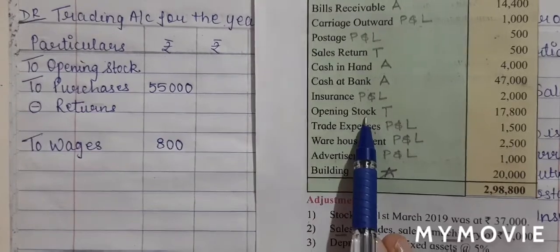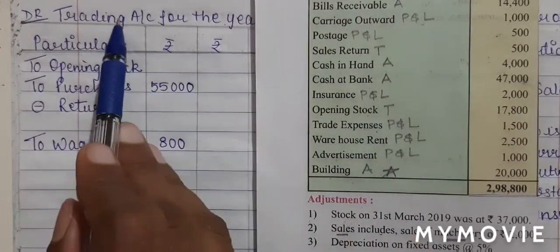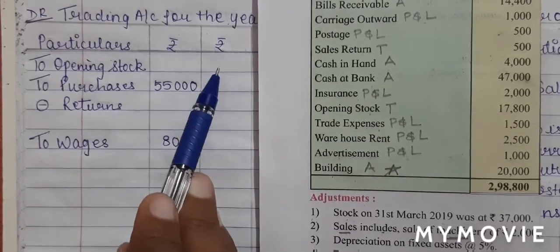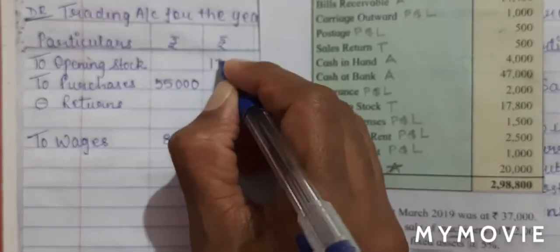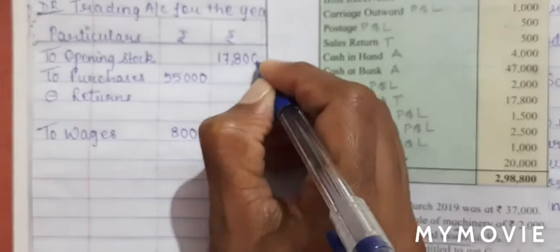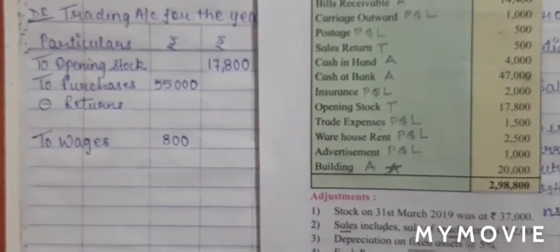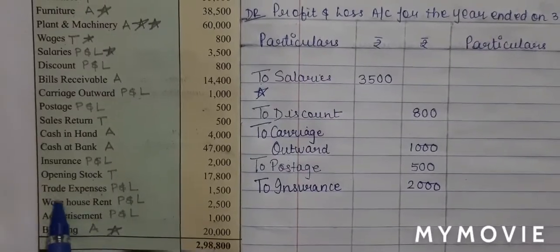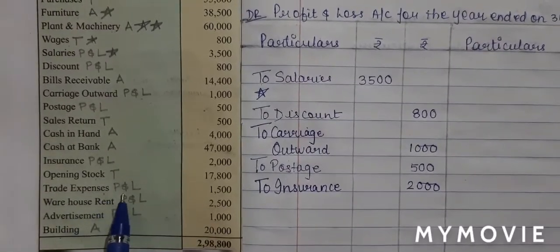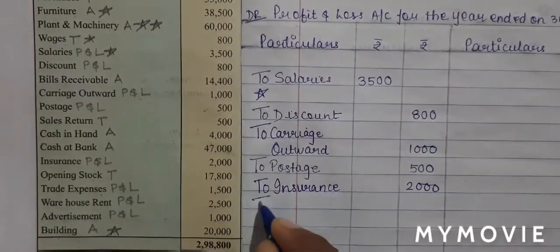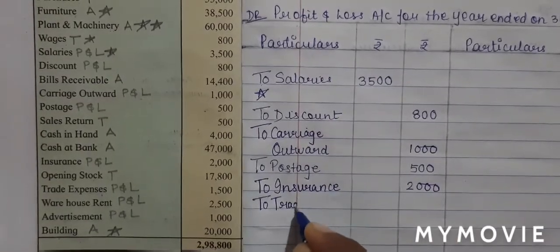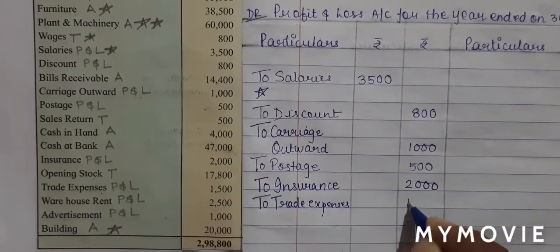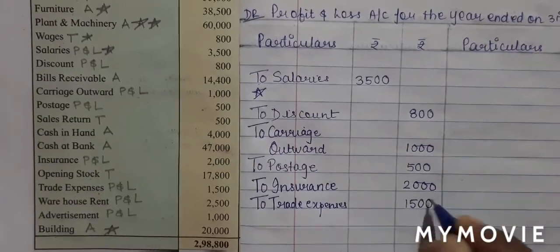Next is opening stock, which I'll write in my trading account. So trading account debit side, I've already written opening stock. So directly in the outer column, I will write 17,800. Next is trade expense, which I'll write in profit and loss account. So profit and loss account debit side, I'll write to trade expense. There is no star, outer column 1,500.